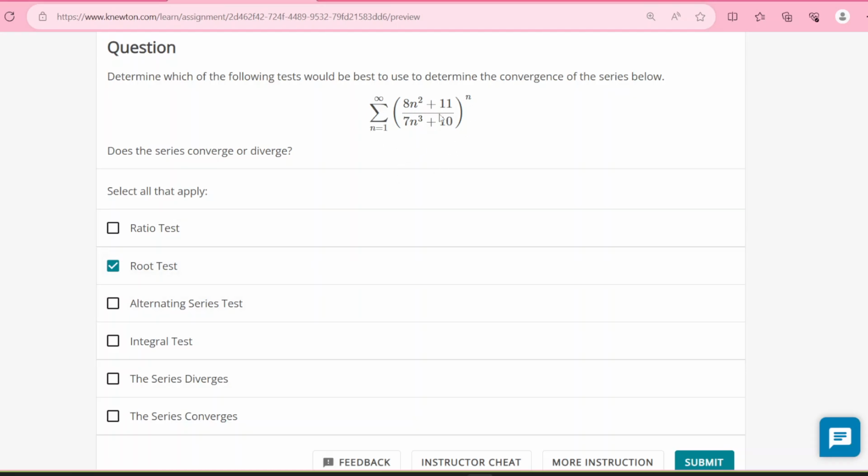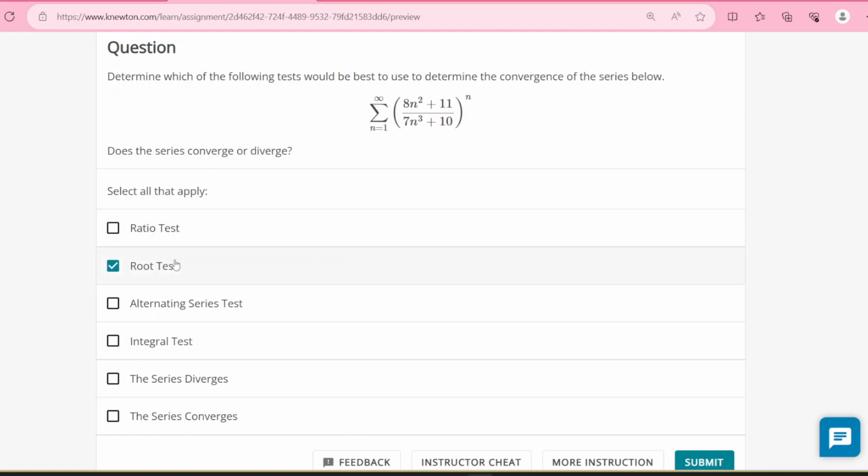It's not an alternating series. I feel like this is a decreasing sequence, but maybe eventually decreasing, and it's positive terms. So I could try the integral test, but that would be a ridiculous integral to try to do. It really would. You have some rational function to a variable power, and I would not integrate any function like that. So the only one that seems reasonable is this root test.